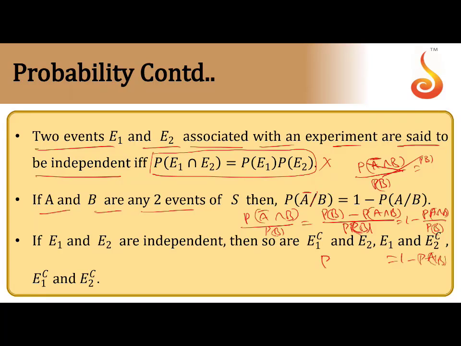So finally you can write P of A bar given B equal to 1 minus P of A by B only. Here for A bar, no bar on the right side, just P of A by B. Sometimes you can use this one directly also.